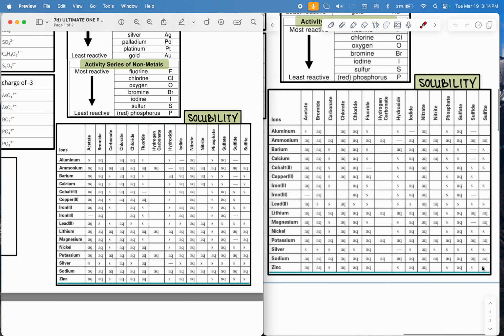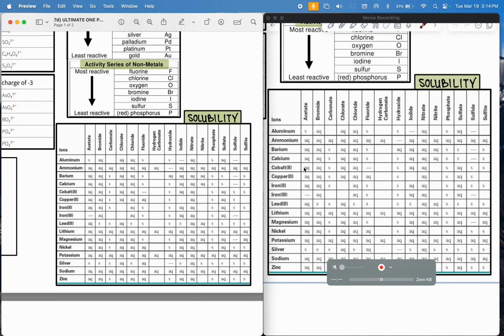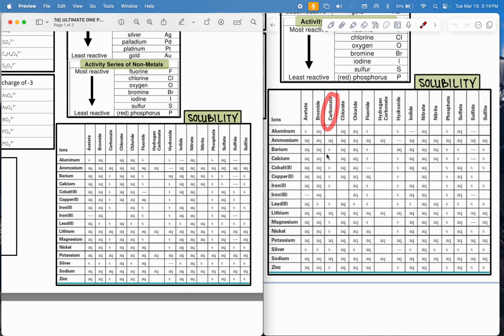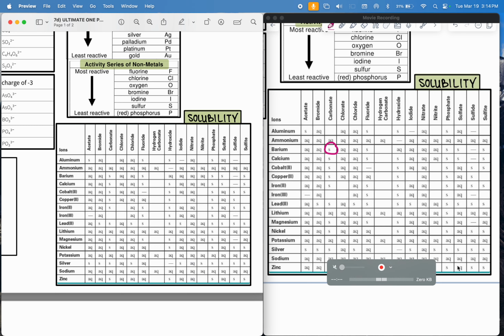So let's say I wanted to figure out if, I don't know, barium carbonate was going to dissolve in water. So I'd find barium, I'd find carbonate, and then I'm just going to follow their path across. Then I see that the intersection of the two says that these two would be a solid. So it's not going to dissolve in water. No matter what, it wouldn't be aqueous. So all of those other ones that are AQ, that represents it's aqueous and that it would dissolve in water.